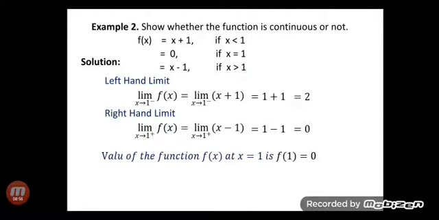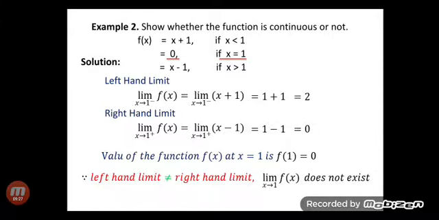Again, the value of the function f(x) at x equal to 1 is f(1) equal to 0, which is indicated by this portion of the function, that is f(x) equal to 0 if x equal to 1. Here the left hand limit is equal to 2 and the right hand limit is equal to 0, but the left hand limit is not equal to the right hand limit. So the limit of f(x) when x tends to 1 does not exist. So this function is not continuous at the point x equal to 1.